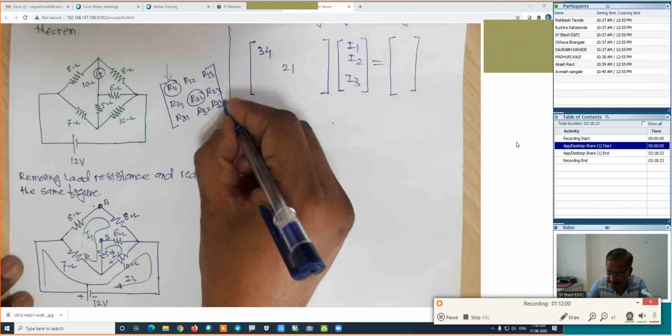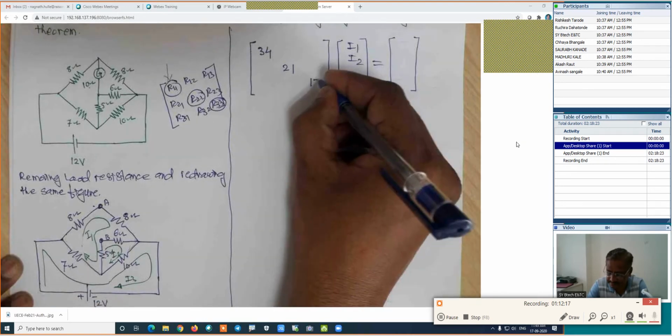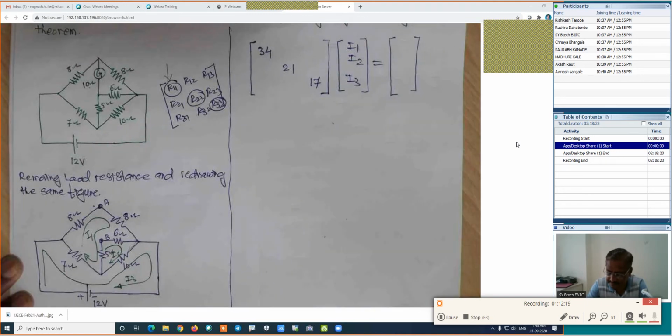How much is the R33? Resistance of the third loop. Look at which is the third loop. This is my third loop. How much is the value? This 10 and this 7 will be the 17, and 17 is this R33. But be careful about this method.